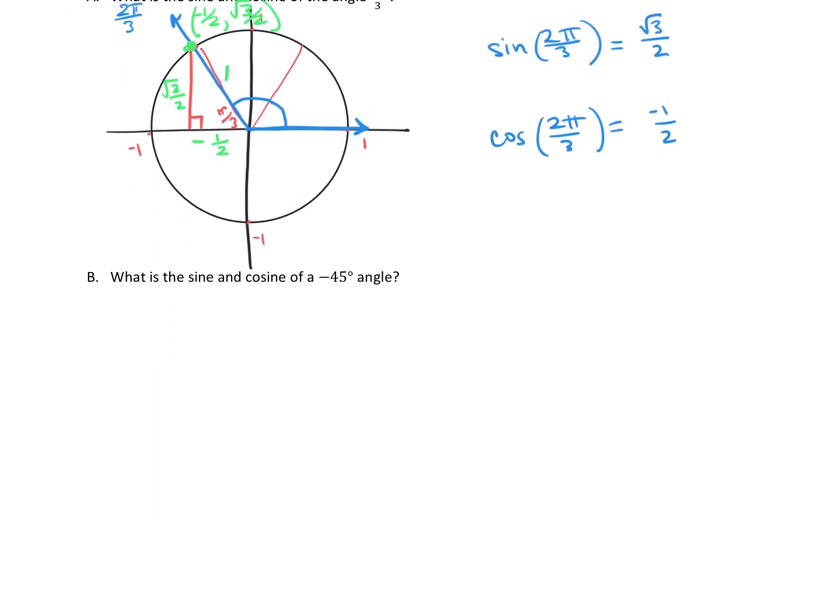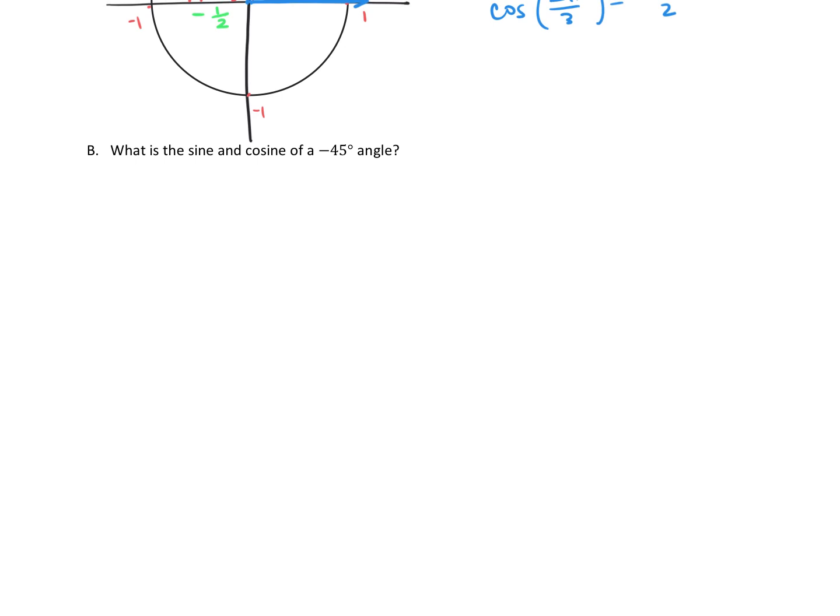Okay, so what is the sine and cosine of a negative 45-degree angle? Well, let's draw that into our unit circle again. And I hope we're seeing the usefulness of the unit circle is we get a terminal point on the unit circle. We can draw a reference triangle, and we know the hypotenuse is 1. That's why the unit circle is really helpful.